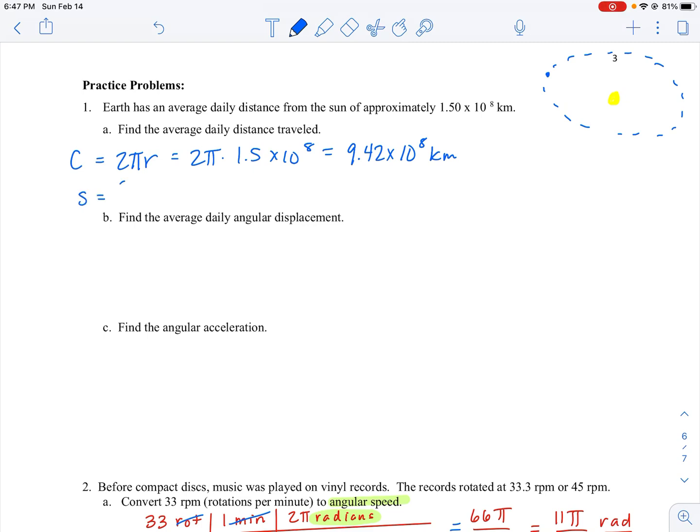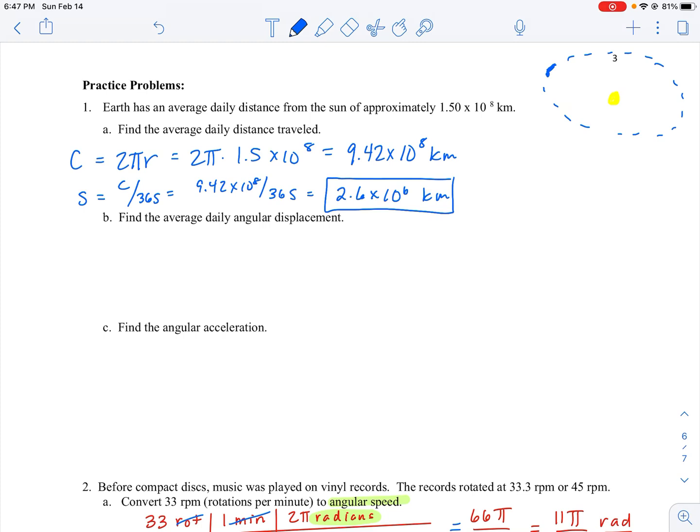So our arc length is going to be the circumference divided by 365 to find how far we would go in one day. So I'm going to take that number and divide by 365, and we get 2.5 million, about 2.6 times 10 to the 6th kilometers. So the next time somebody asks what you did today, you say, well, I went about 2.6 million kilometers.